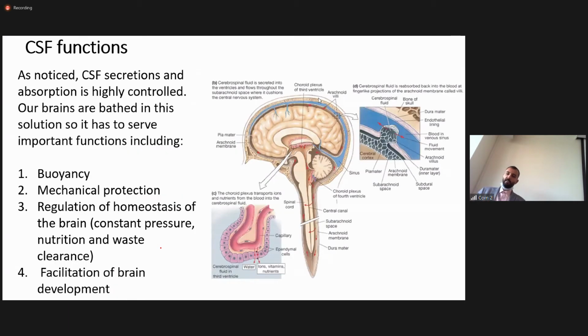So why is CSF important? What does it do? What are the functions of CSF? Cushions for the brain, very good. It provides protection against simple trauma, yes? It lightens the weight. Do we know how much a brain weighs? It provides nutrition, but do we know how much the brain actually weighs?